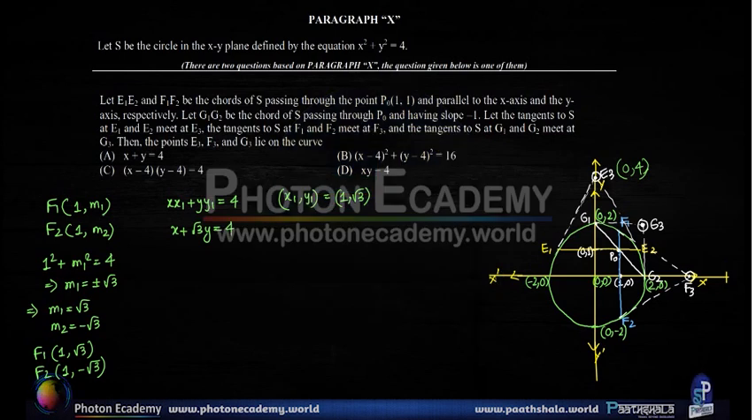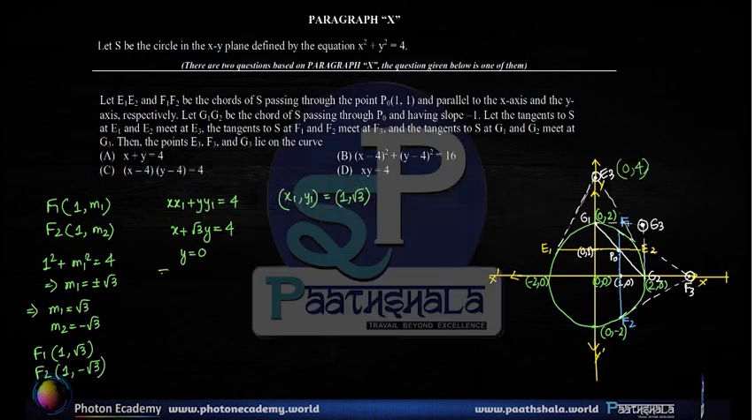Now, by symmetry, we know that the point would be somewhere on the x-axis. So, the y coordinate is 0. That gives x coordinate as 4. The point F3 hence is 4 comma 0. We represent it as 4 comma 0.